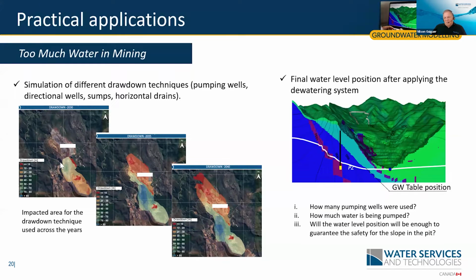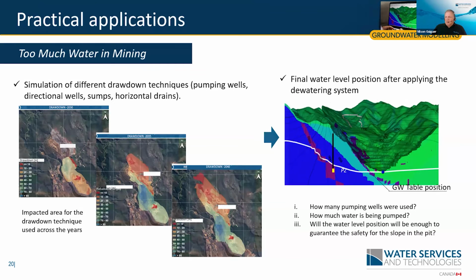And this is typical, the impacted area of drawdown over the years. And this would be, for example, 2054, the final water level position after applying the dewatering. And then the model was used in determining how many pumping wells and what the location of these pumping wells should be, how much water was pumped, and if the water level will be low enough so that the pit will be dry and also the slope stability would be guaranteed.